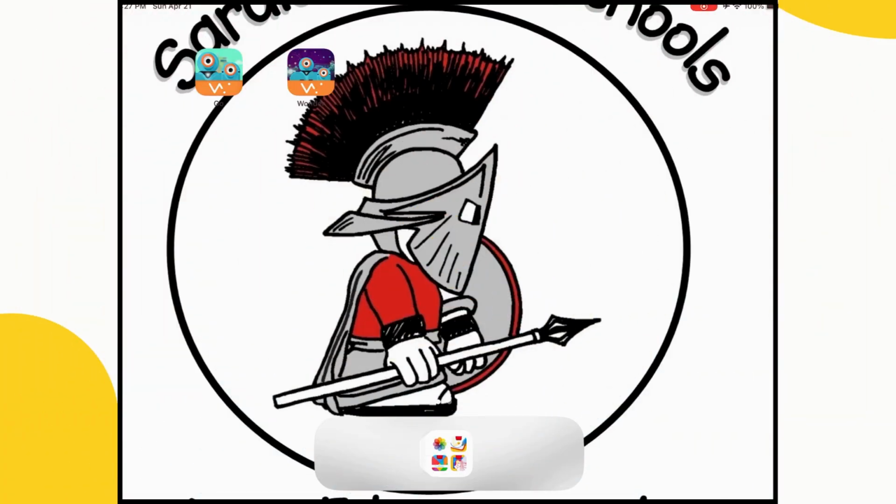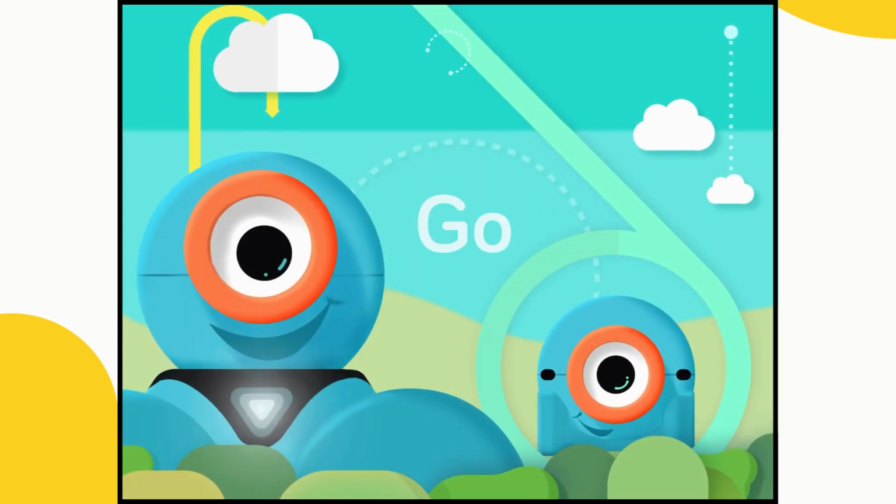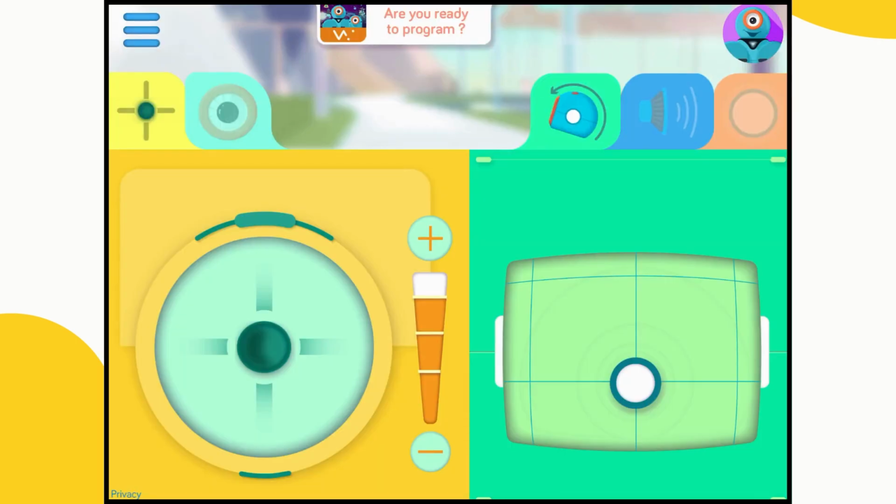Today we'll be coding with our robot Dash and his friends using the Go app on our iPad. When you open the app, hit the play button and it will open up to the 5 tabs.